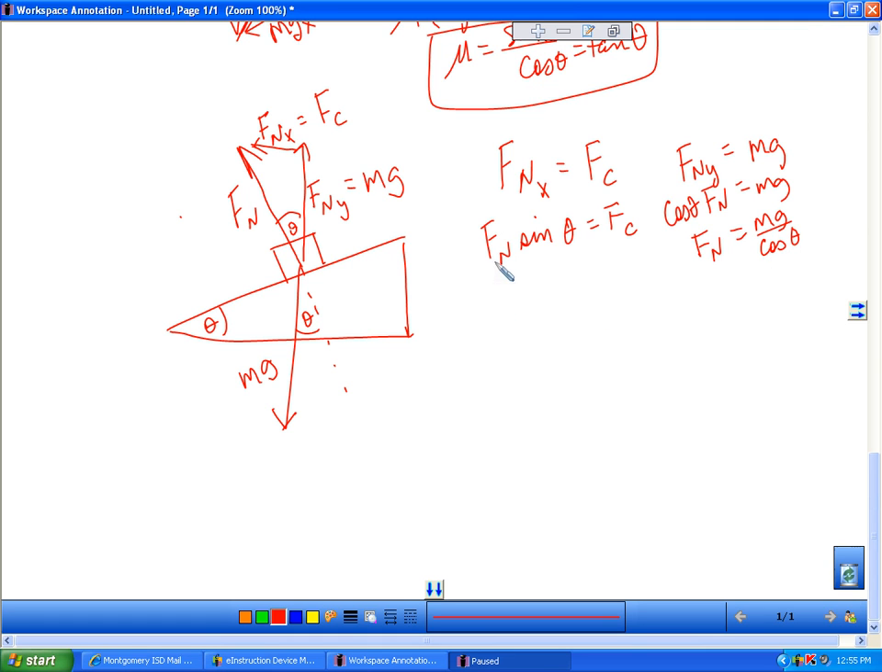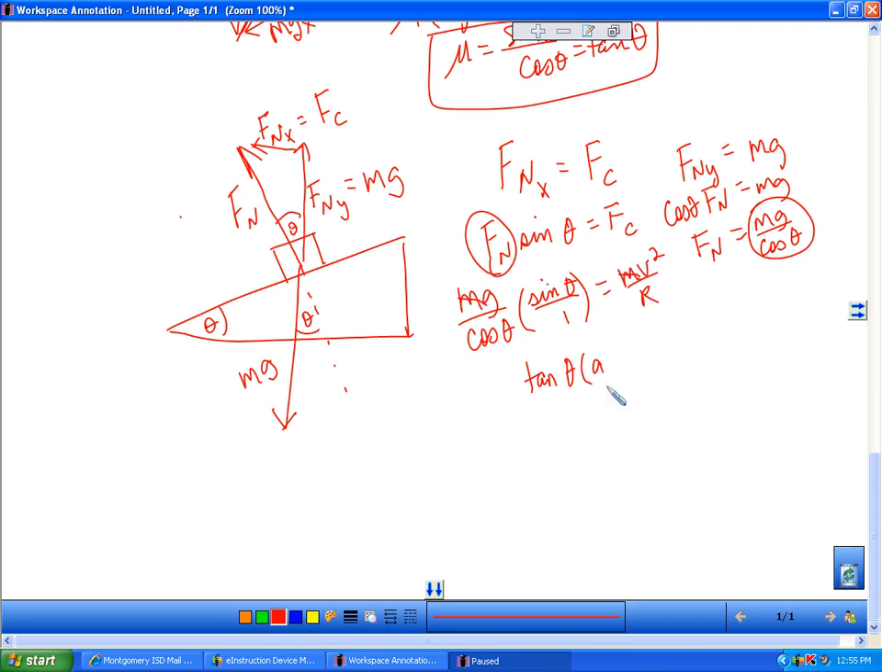So force normal, right here, I'm going to substitute this in for force normal. So I'm going to have mg divided by cosine theta times sine theta over 1 is equal to mv squared over r, my centripetal force. Masses will cancel. Sine theta divided by cosine theta is called the tangent of theta. So the tangent of theta times g is the same thing as v squared over r, or tan theta is equal to v squared over rg.